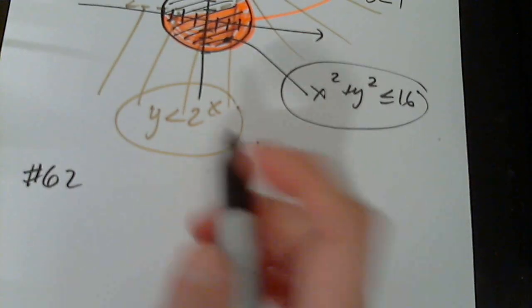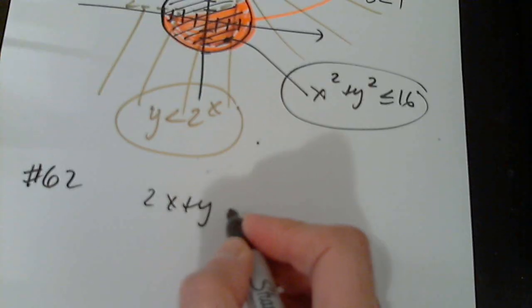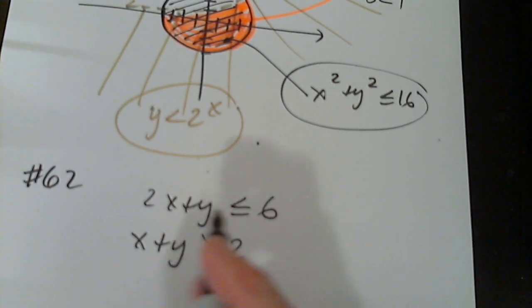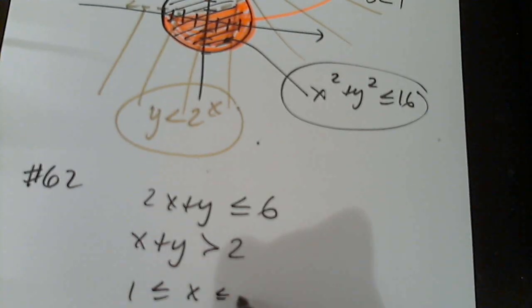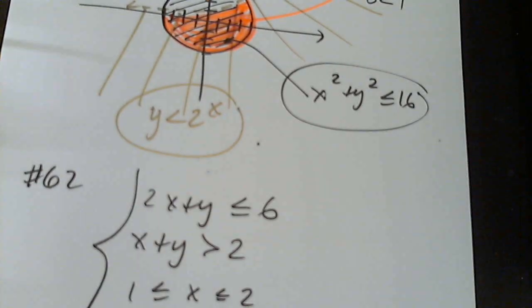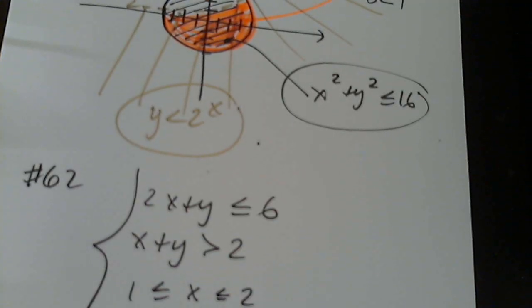62. So we have 2x plus y less than or equal to 6, x plus y greater than 2, x between 1 and 2, and y less than 3. Perfect pick. So we start slowly, one by one, and then we will have to shade in the whole thing.